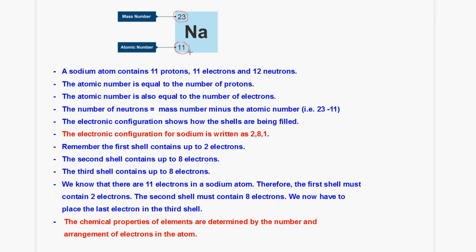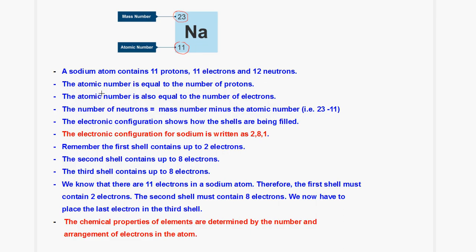Now, the number at the bottom is the atomic number. This will tell you how many electrons are present. So we have 11 electrons. It also tells you the amount of protons that we have. We have 11 protons because an atom is usually uncharged. Therefore, it must have equal number of protons and electrons. And in order to calculate the number of neutrons present in this atom, you will have to take 23 and subtract 11, and that is how we get 12 neutrons.